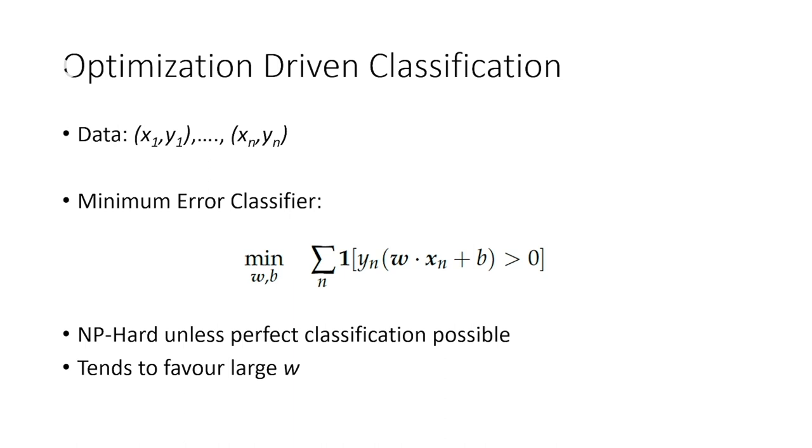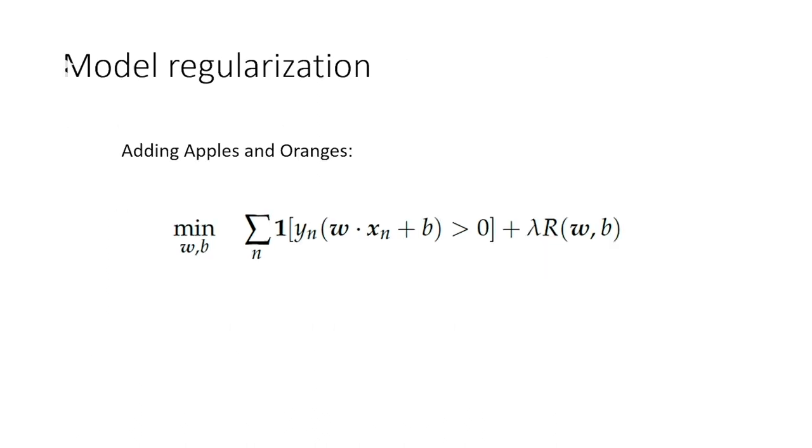Unfortunately, unless the problem is what's known as separable, so unless you can actually separate your whole data into classes plus and minus, then this is NP-hard. It's NP-hard in the dimension, not in the number of points. So the complexity is n to the power of d. And also, it tends to favor w's that are very large. Okay. So this is how we view the problem. So we have an NP-hard problem that prefers large w's, which means that they're going to be more complex w's.